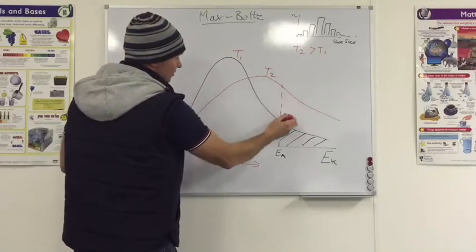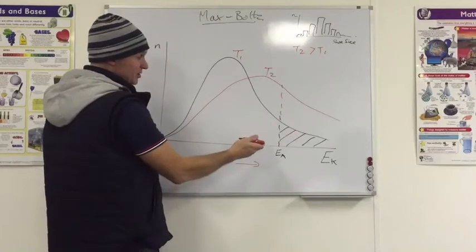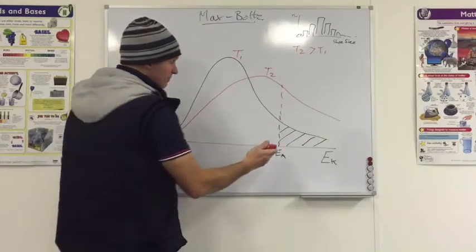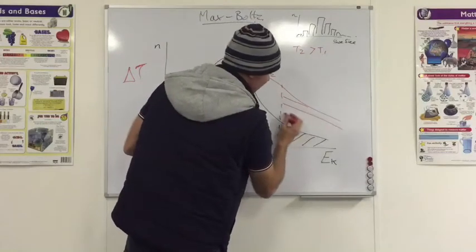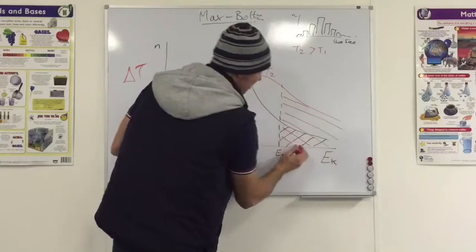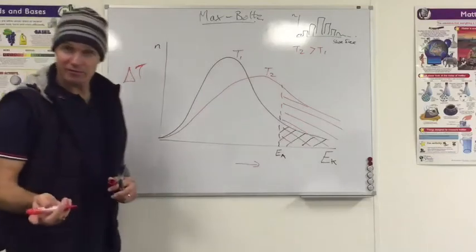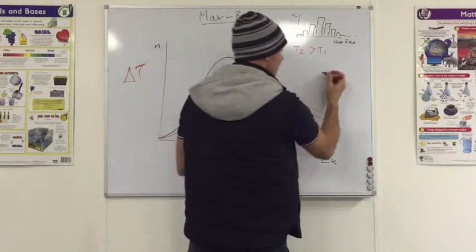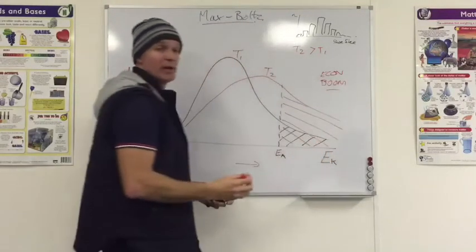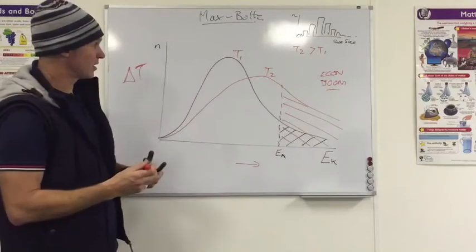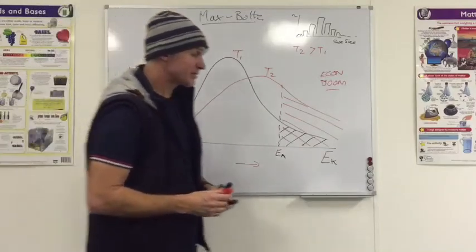And what happens to our activation energy is it's still the same. So in terms of people going to Mauritius, there's a whole bunch more people going to Mauritius now because they can afford it, because lots of people are earning more money. So an increase in temperature is a bit like some sort of economic boom, and things take off and everyone's more well to do. So that's the first scenario.